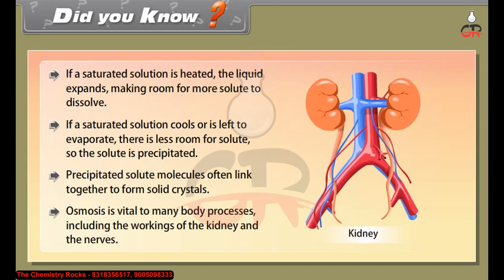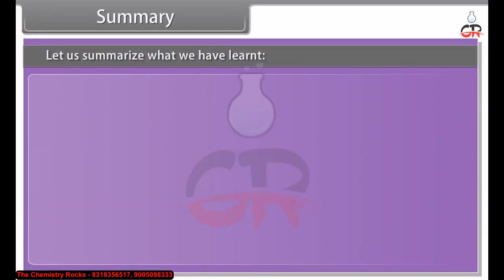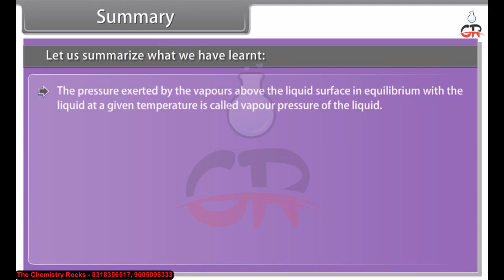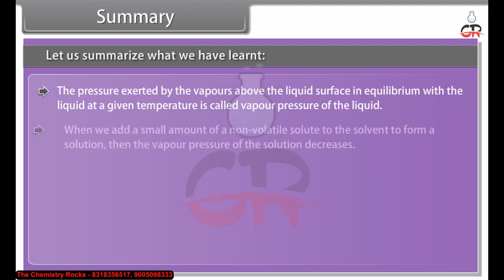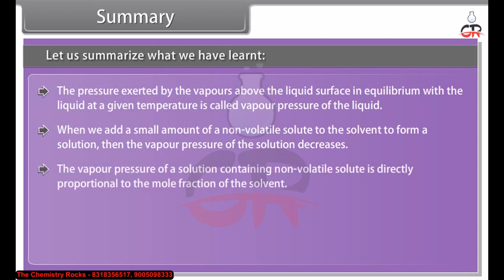Summary. Let us summarize what we have learnt. The pressure exerted by the vapors above the liquid surface in equilibrium with the liquid at a given temperature is called the vapor pressure of the liquid. When we add a small amount of non-volatile solute to the solvent to form a solution, the vapor pressure of the solution decreases. The vapor pressure of a solution containing non-volatile solute is directly proportional to the mole fraction of the solvent.